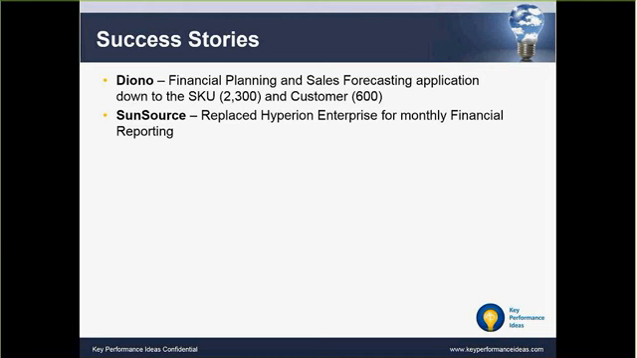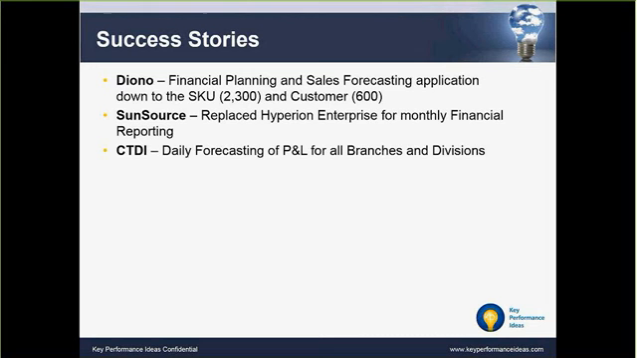SunSource, an organization here in Chicago, actually replaced Hyperion Enterprise, which they were using for mainly their monthly reporting of their financials, and were doing all their budget in Excel. They use PBCS now for both their monthly reporting as well as their budgeting. Communications Test and Design, based out of Philly, actually use this for daily forecasting, P&L of all their branches and divisions. There's a great video success story of these guys on our website.